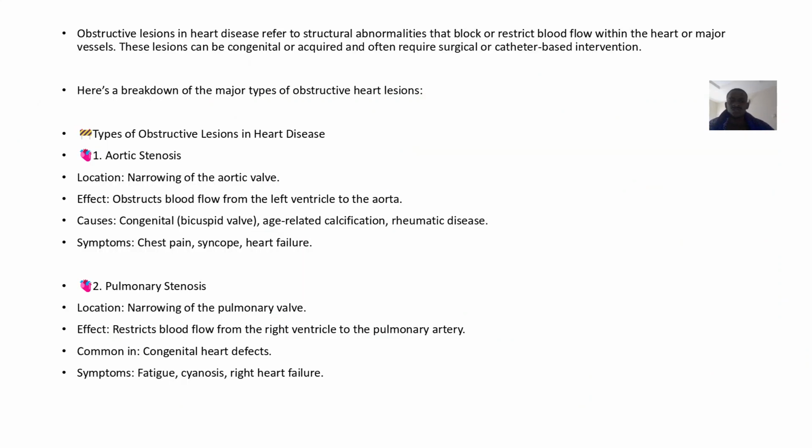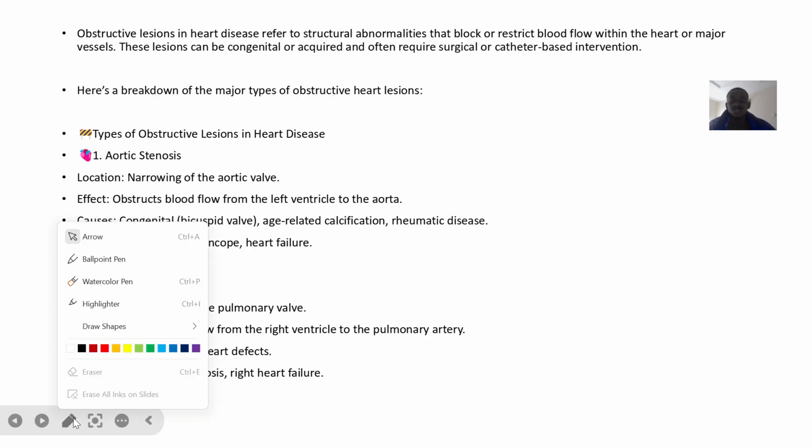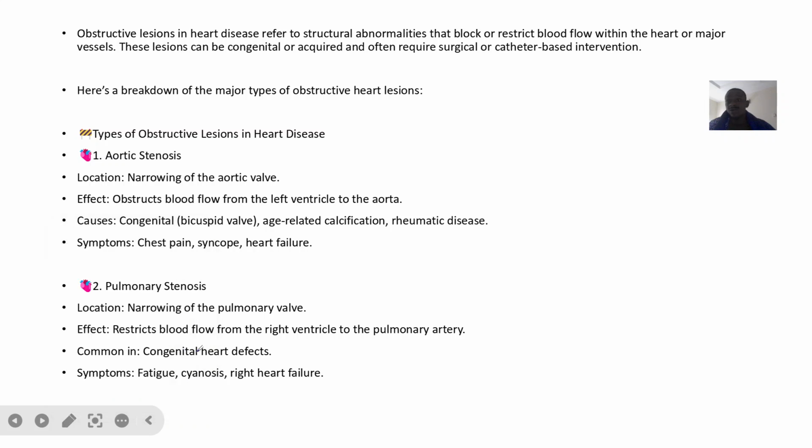So obstructive lesions in the heart just refers to structural abnormalities. These ones tend to block or restrict blood flow within the heart or major vessels. Now these lesions can be congenital or can be acquired, so they require surgery or catheter based interventions. So types of obstructive lesions in the heart, you have things like aortic stenosis.